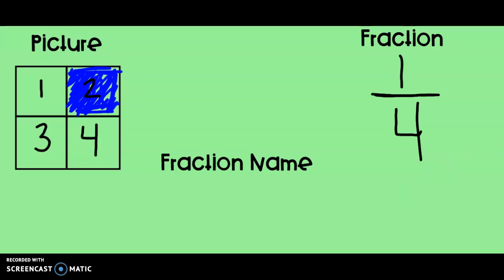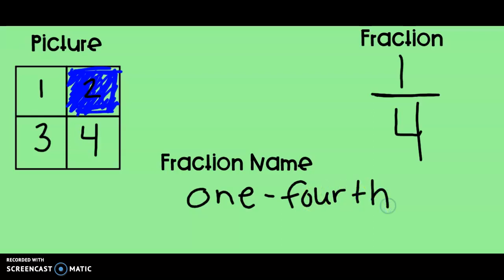And when I write the fraction name, I can write it just like that: one-fourth. Do you see how I wrote it out in words? Now, it's not 'four'. Since it's a fraction, we say 'fourth' with a TH at the end. We also put a little hyphen in between when we have a fraction.